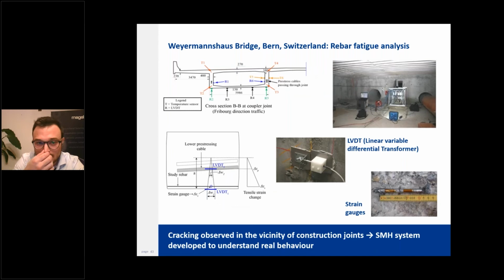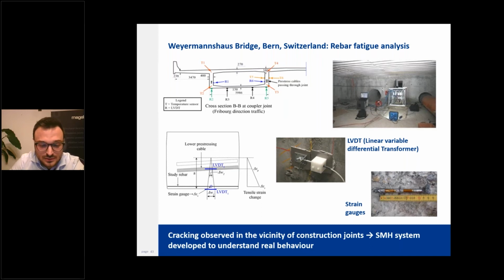Here you see the concept and the installation. LVDT sensors were installed on the concrete surface to measure the crack opening, and strain gauges were mounted on some of the rebars crossing the structural joint, so on the rebars crossing the cracks. These measurements were used to correlate the crack opening to the strain of the rebars, and then to evaluate the fatigue damaging stresses in the rebars.